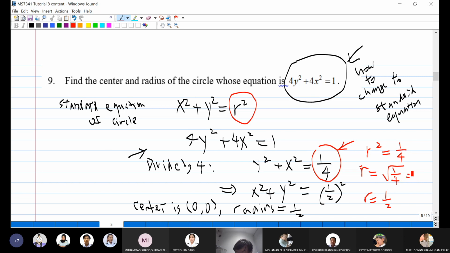Square root of 1/4 is half. Take a square root, 1/4 is half, right? So r is equal to half. That's why you got this one, right? So compare, I have these two numbers now.